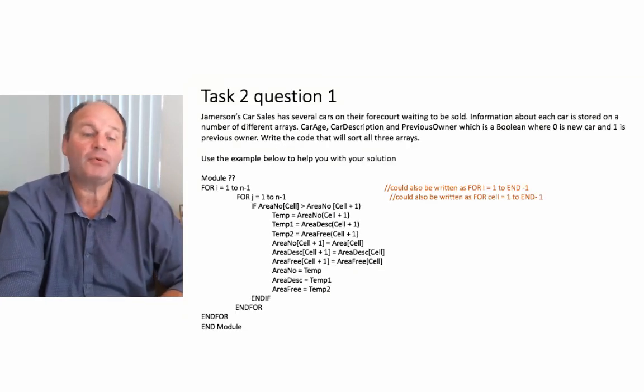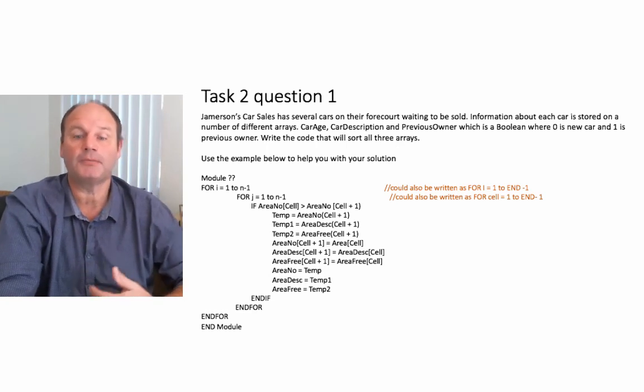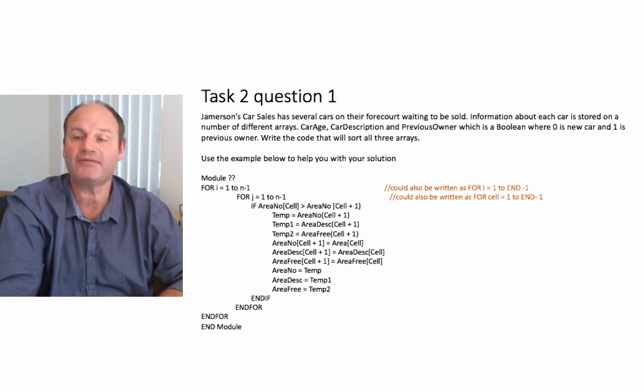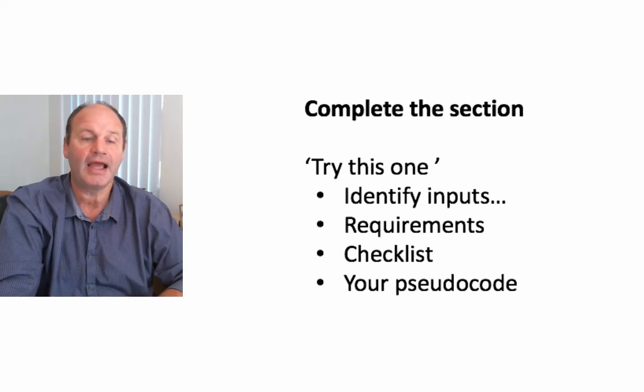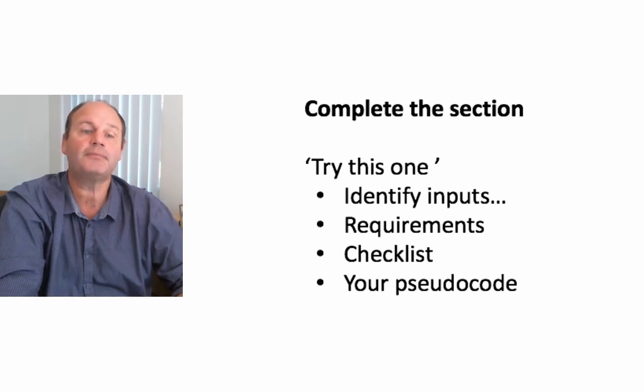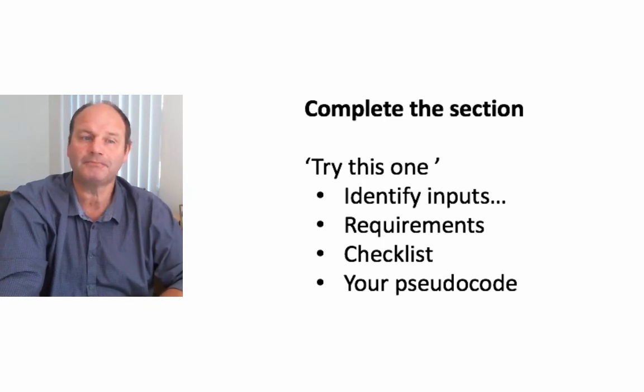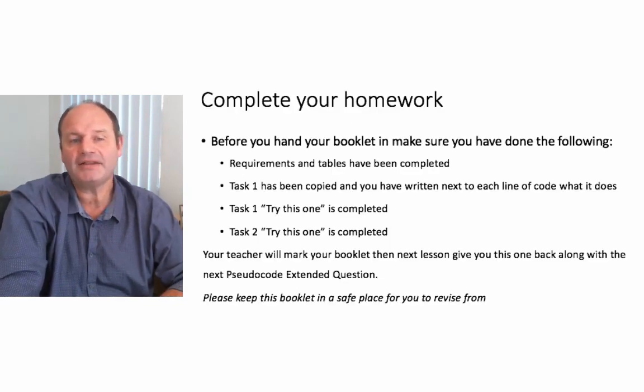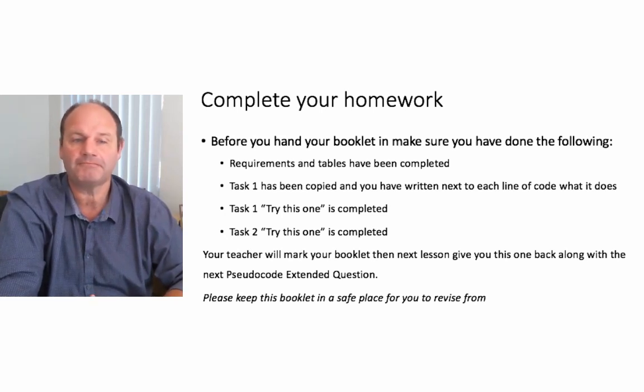On page 7 of your booklet is this question. Complete the question at the bottom of page 7 to start with. As you have done with all of your questions, work your way through the tick list, annotate, complete the requirements table and checklist, then on page 9, write your pseudocode. Before you hand in this booklet, please make sure that all the work has been done.